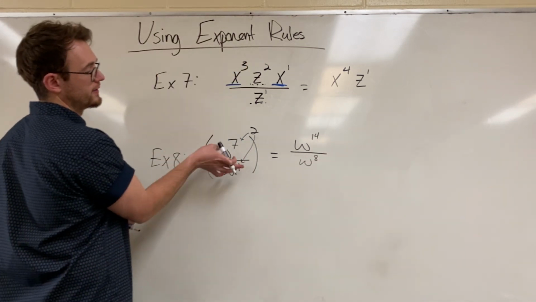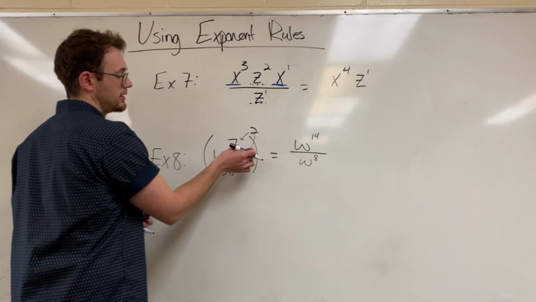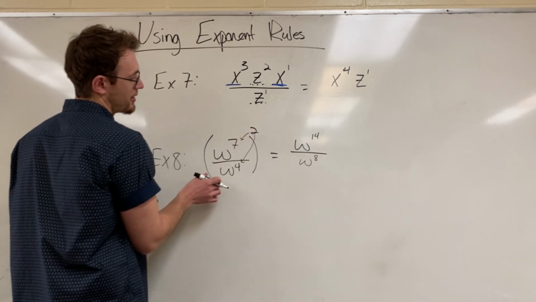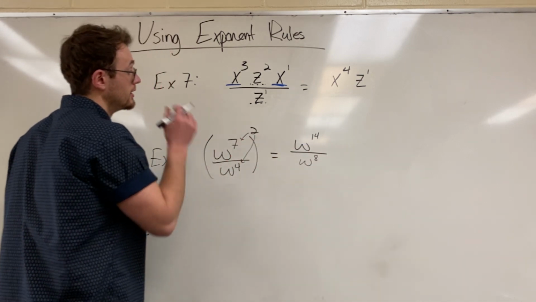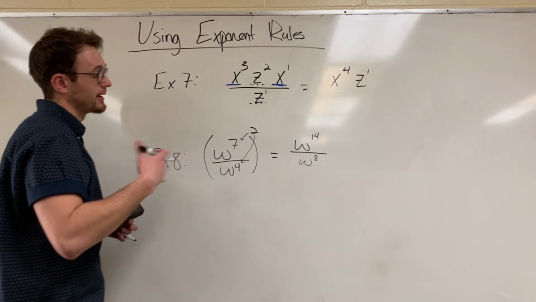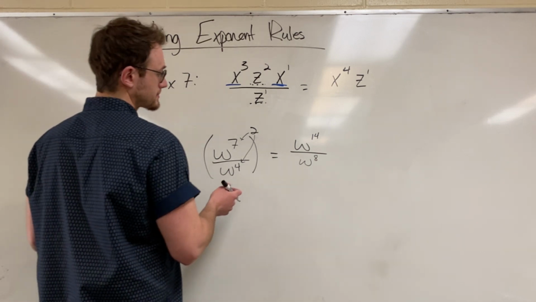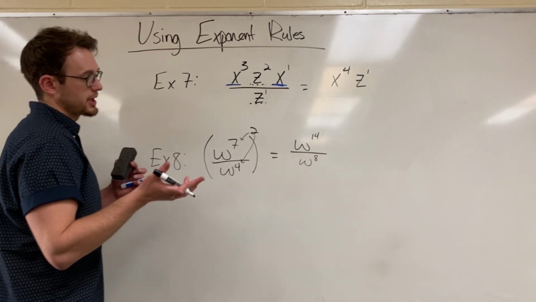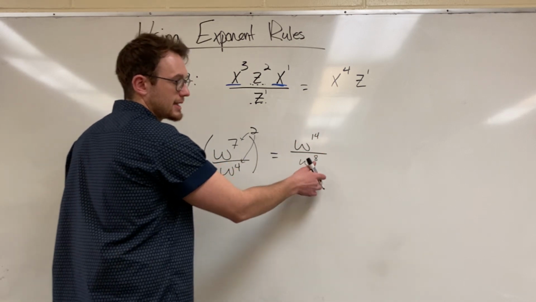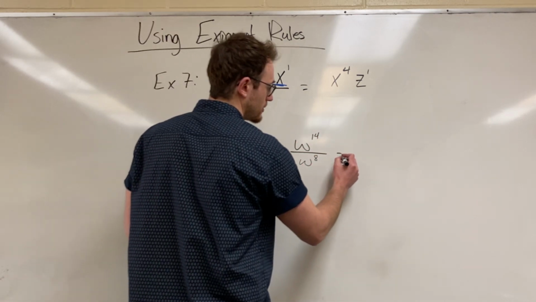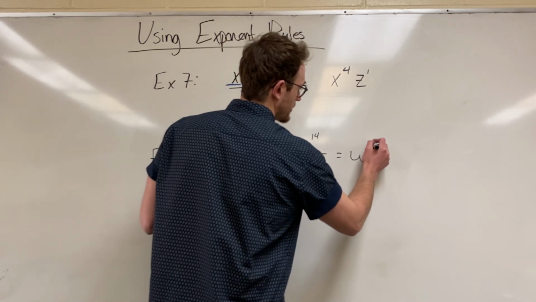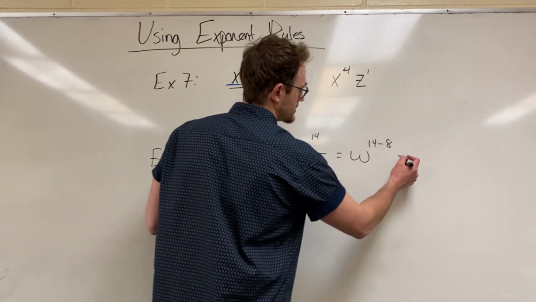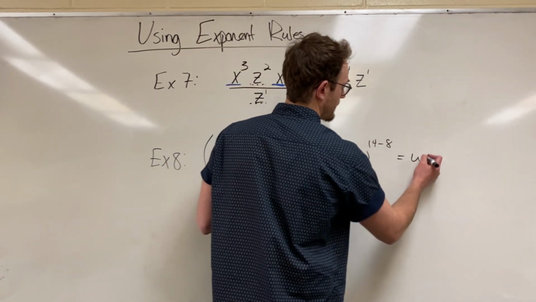Now you could have done the quotient rule first and then done the power. Doesn't matter. You can do the inside first and then this, or you can distribute the powers and then do the quotient rule. Whichever one you pick, just keep following the right rule. Okay, so now we got this. Quotient rule is subtraction. So I have 14 minus 8. So this is going to equal W to the 14 minus 8, which equals W to the 6th.